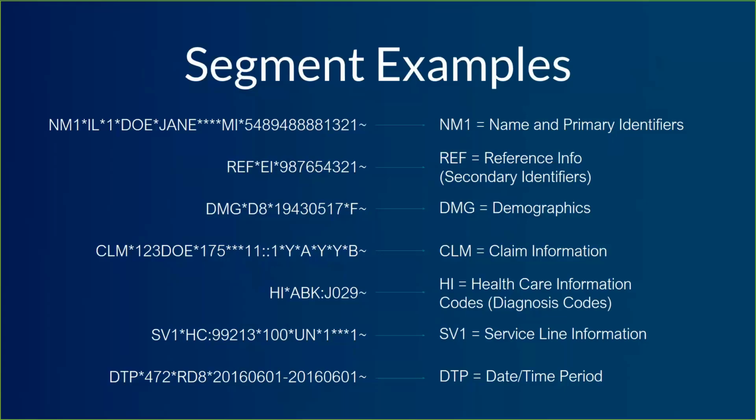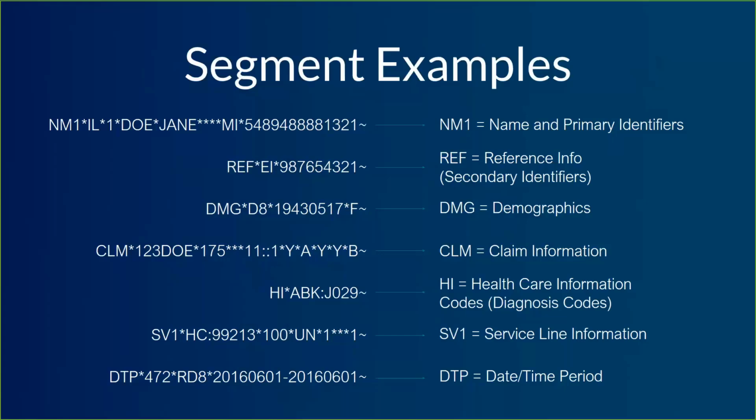After that, SV1, this is service line information. And one thing I wanted to point out about this is that the 1 is part of the title. It's not a line number. So if you were to have 5 different service lines, each one of those 5 lines would begin with SV1 because the 1 is part of that name. The counting happens elsewhere in the X12 transaction.